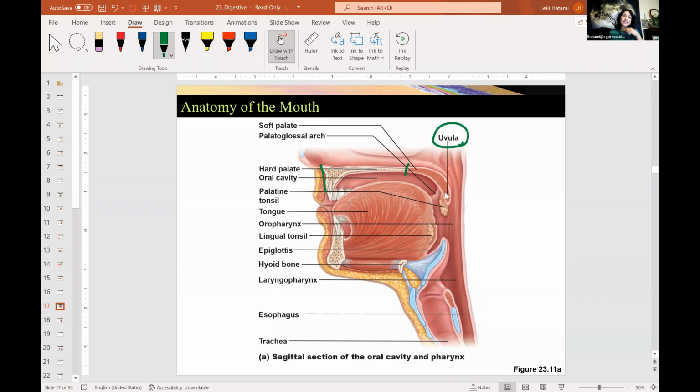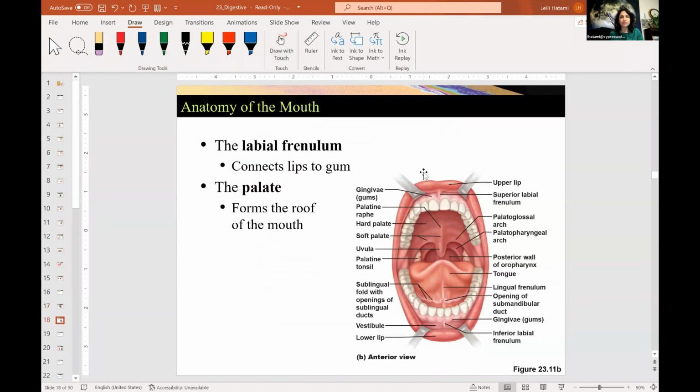The uvula is a structure that, if you open your mouth in front of the mirror, you can see as a little thing hanging down. During swallowing, the uvula elevates and closes off the nasopharynx and prevents food from going from the oropharynx into the nasopharynx. Here you can see the uvula, the hanging part of the soft palate.